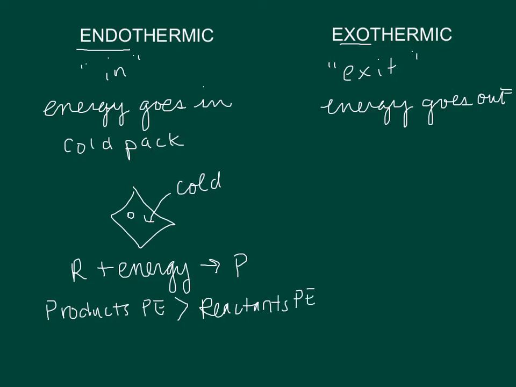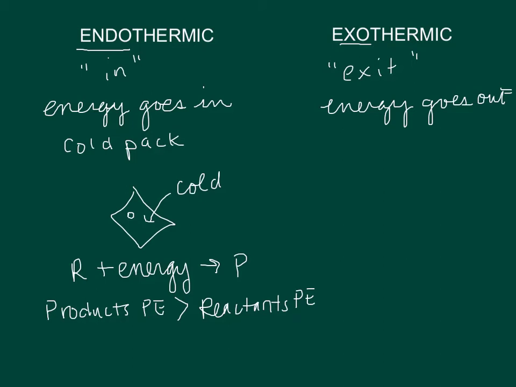So once again, what happens? The reactants are going to absorb energy. In this case, it's kinetic energy from the surroundings. Because the energy is being absorbed, the surroundings then feel cold. And as a result, that energy is stored in the products. So the products now have a lot of potential energy. We see products having more potential energy than the reactants' potential energy.